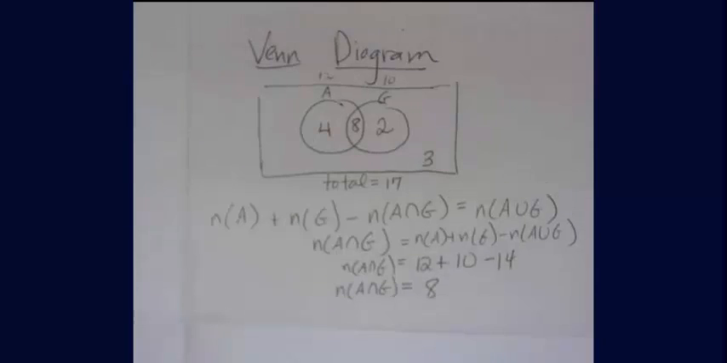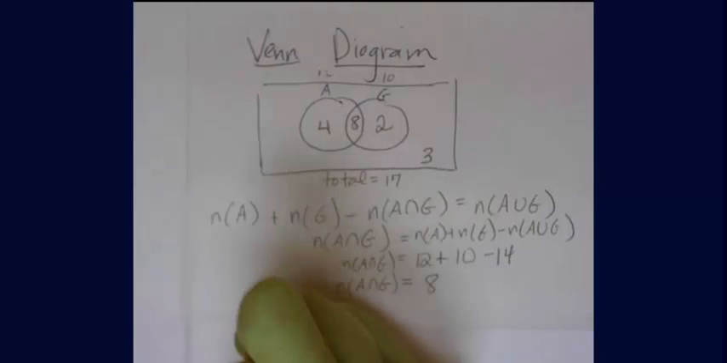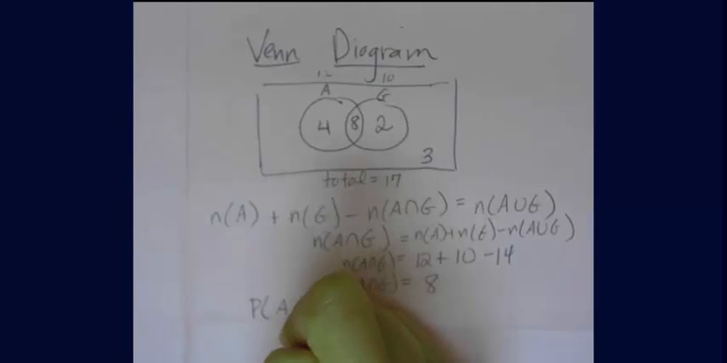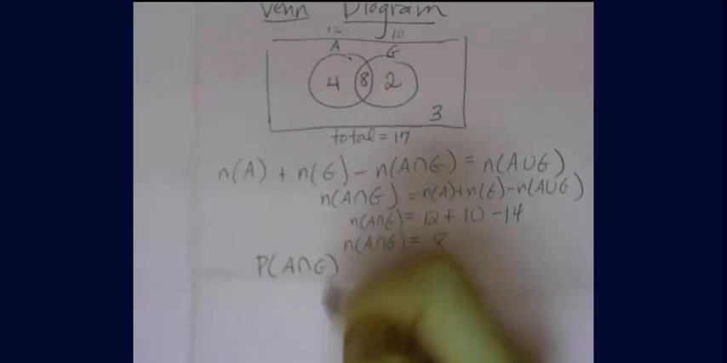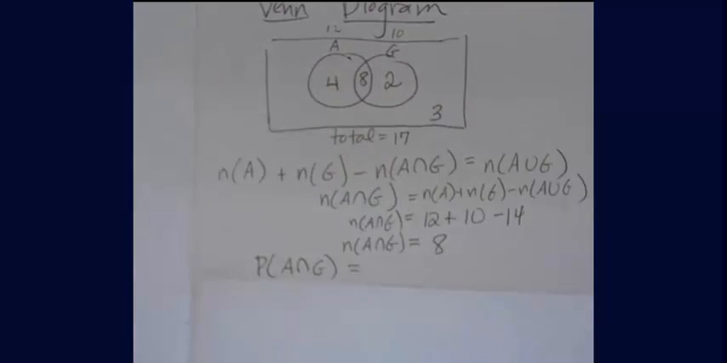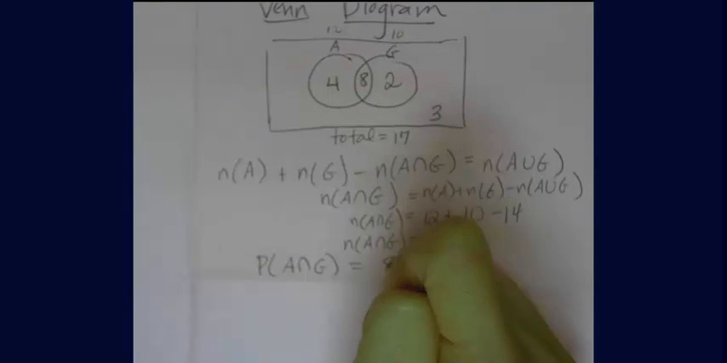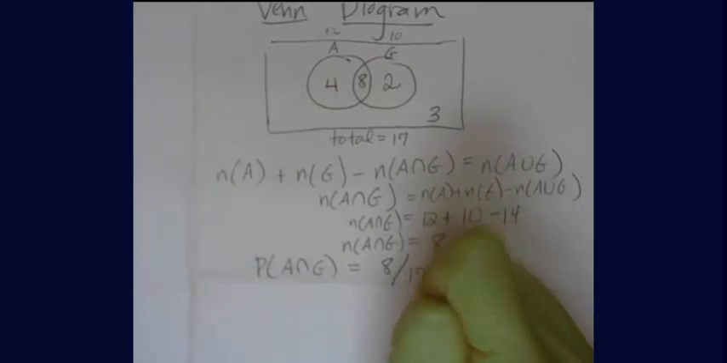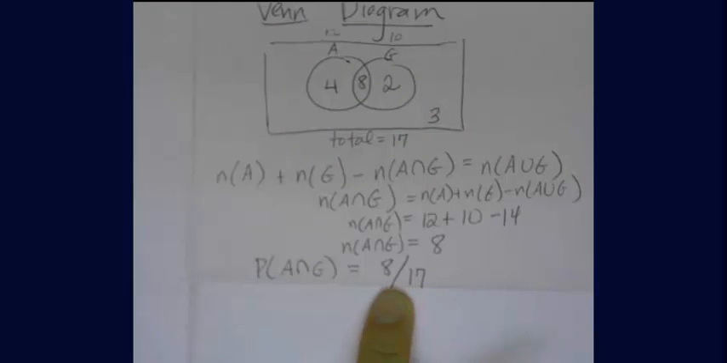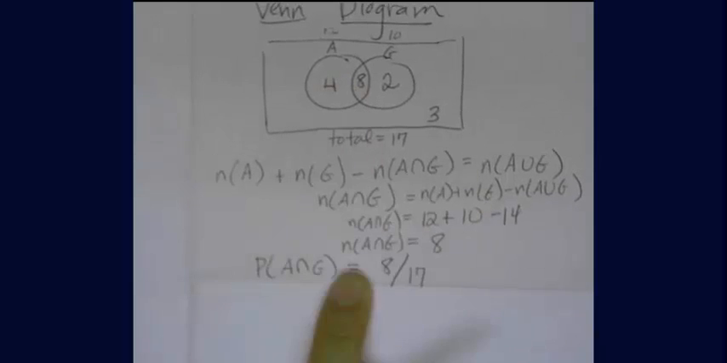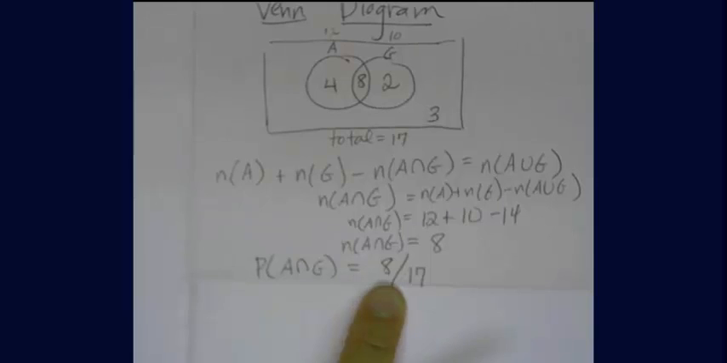And therefore the probability, if you randomly choose a person in the room during that meeting, would be 8 out of the total number of people, which was 17. So this is a little bit less than half. So you have a little less than half chance that you pick someone who taught both algebra and geometry.